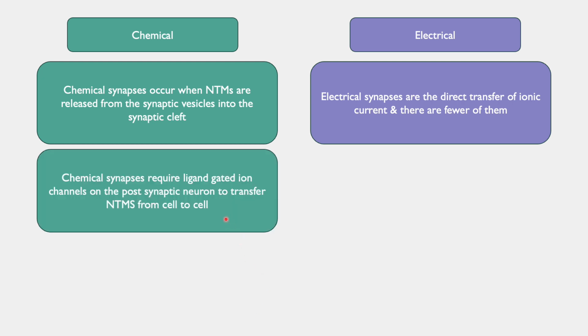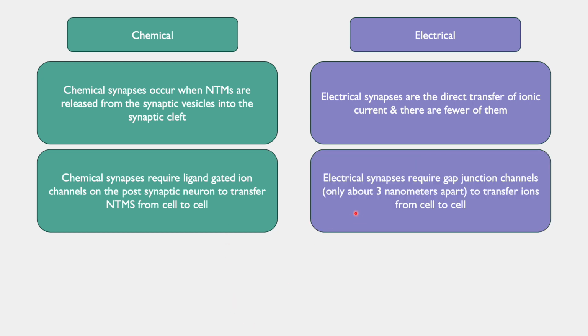Chemical synapses require ligand-gated ion channels on the postsynaptic neuron to transfer neurotransmitters from the presynaptic cell to the postsynaptic cell, whereas electrical synapses require something called gap junction channels that are only about 3 nanometers apart to transfer ions from cell to cell. These ions can transfer from the cytoplasm of the presynaptic neuron to the cytoplasm of the postsynaptic neuron. Interestingly, these gap junctions are very small.